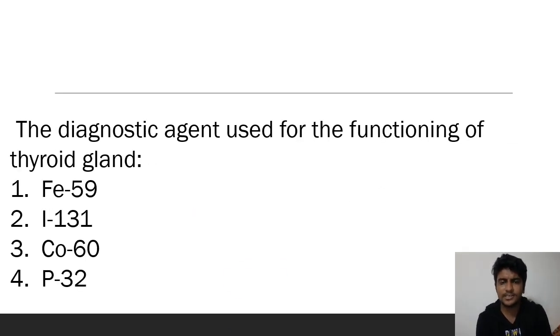The diagnostic agent used for thyroid glands. For the thyroid gland, the widely used agent is iodine 131, which is a radioisotope. It is widely used for the diagnostic function.